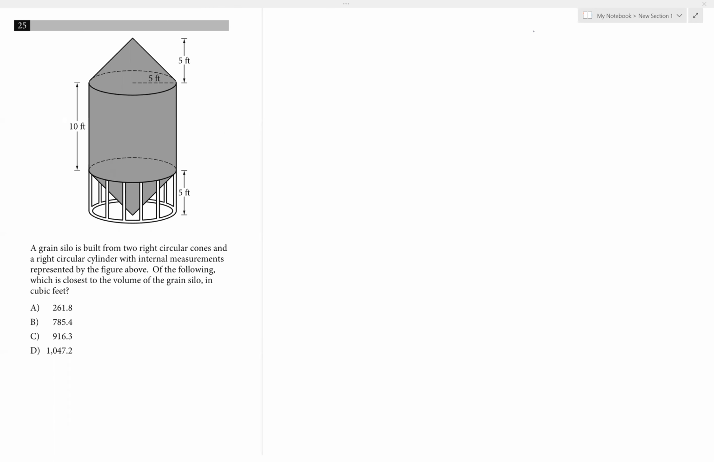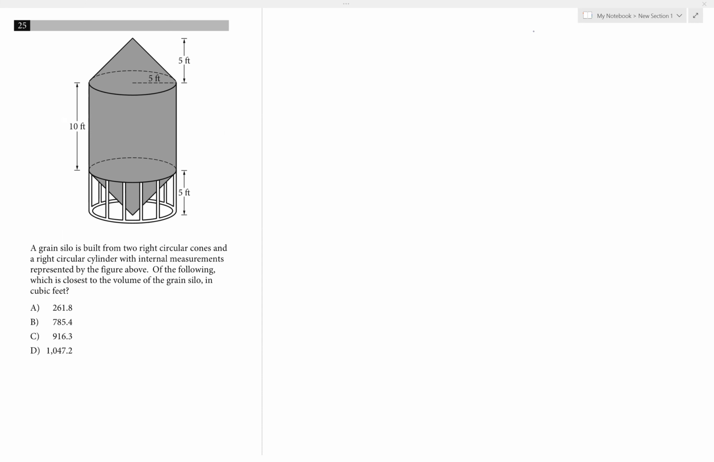Okay, 25. A grain silo is built from two right circular cones and a right circular cylinder with internal measurements represented by the figure above. Of the volume, which is closest to the volume of the grain silo in cubic feet. Okay, so pretty much we're solving for the volume of this figure here.